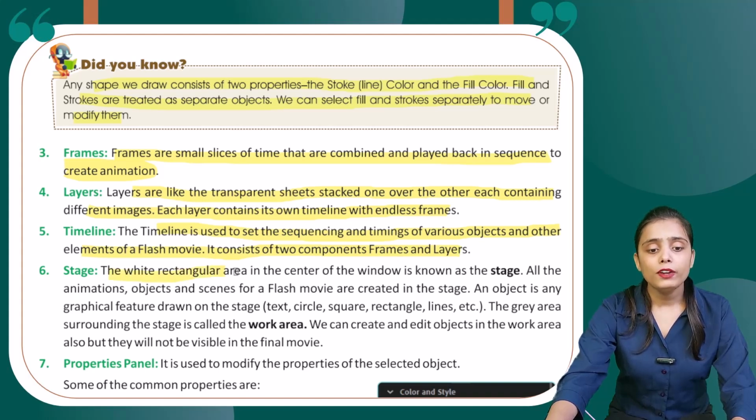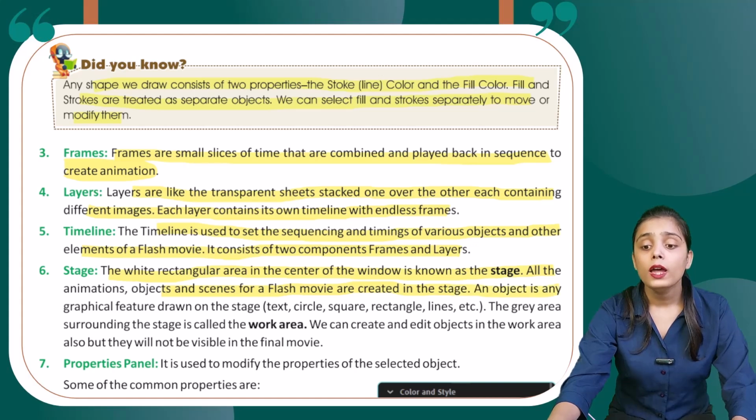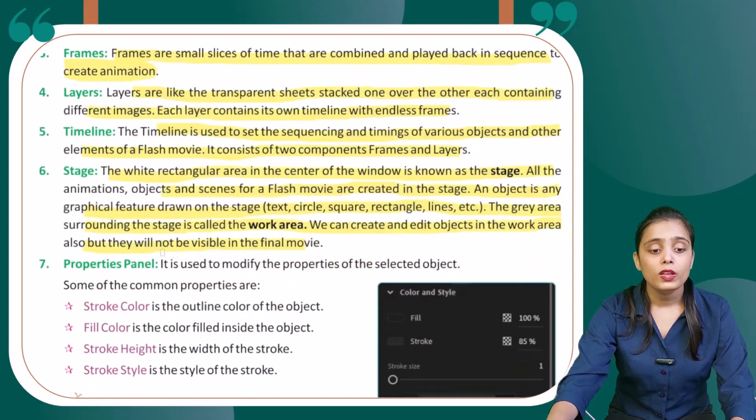Stage. The white rectangular area in the center of the window is known as the stage. All the animation objects and scenes for a Flash movie are created on the stage. An object is any graphical feature drawn on the stage: text, circle, square, rectangle, lines, etc. The gray area surrounding the stage is called the work area. We can create and edit objects in the work area also, but they will not be visible in the final movie. Now properties panel. It is used to modify the properties of the selected object.